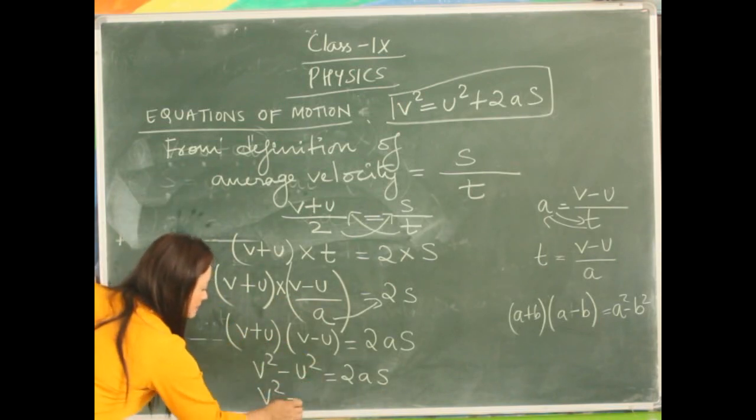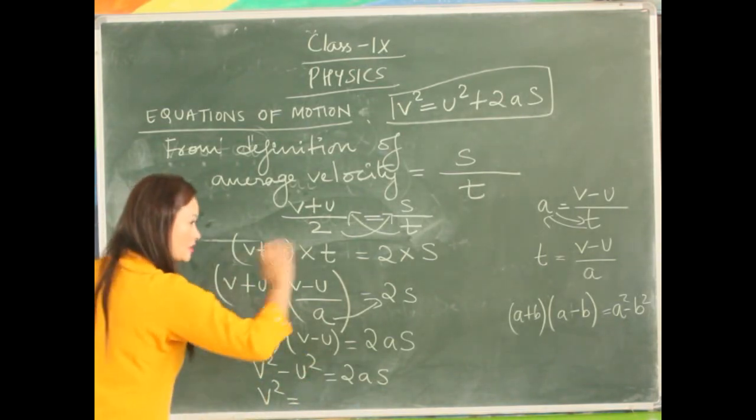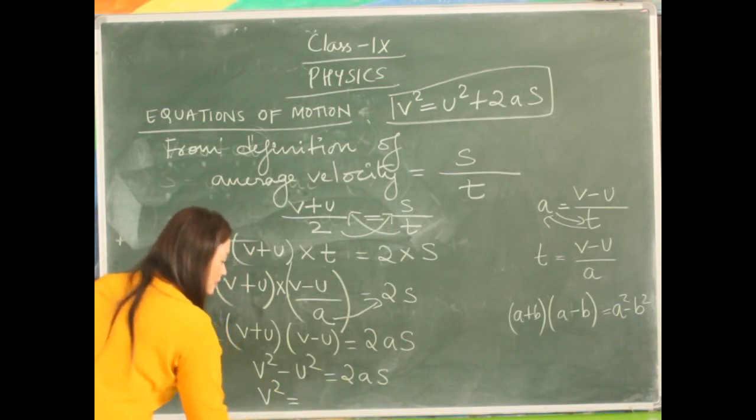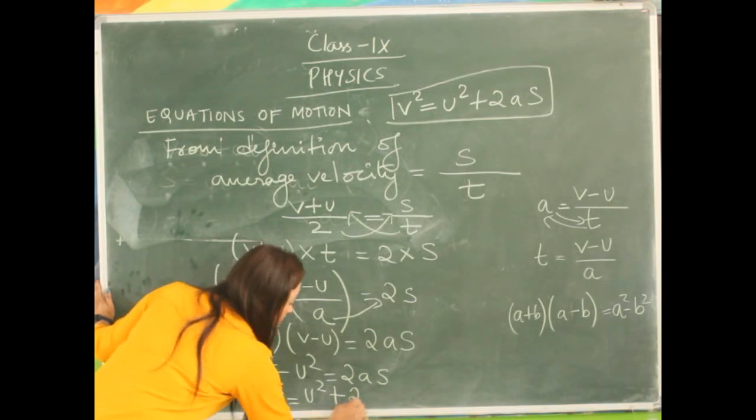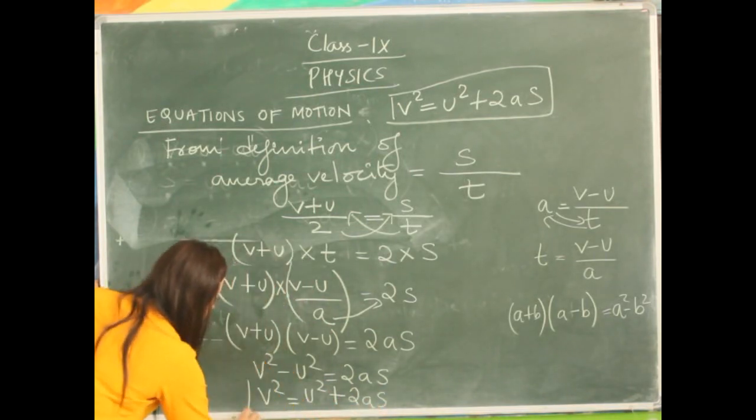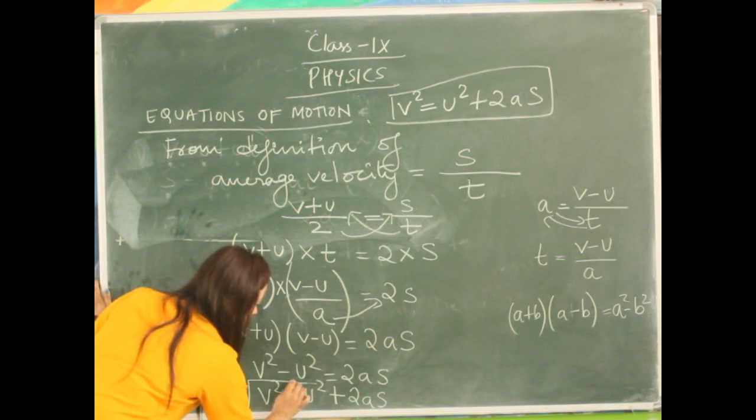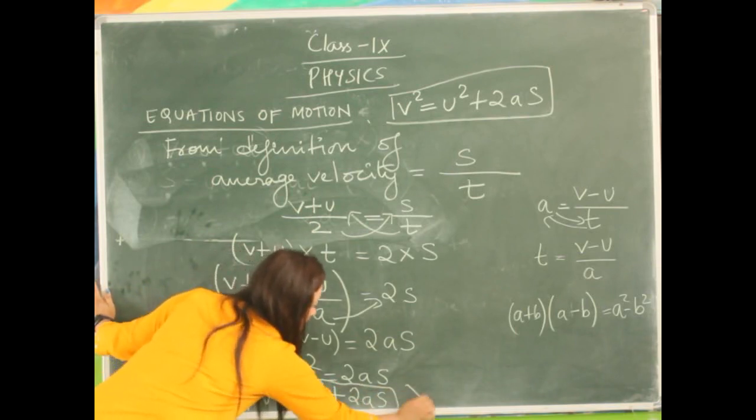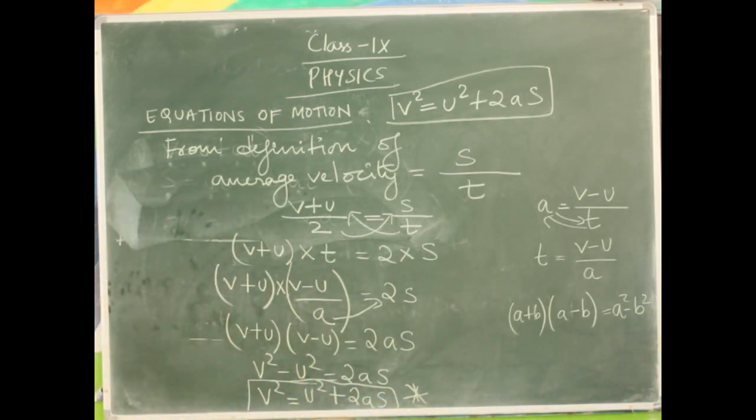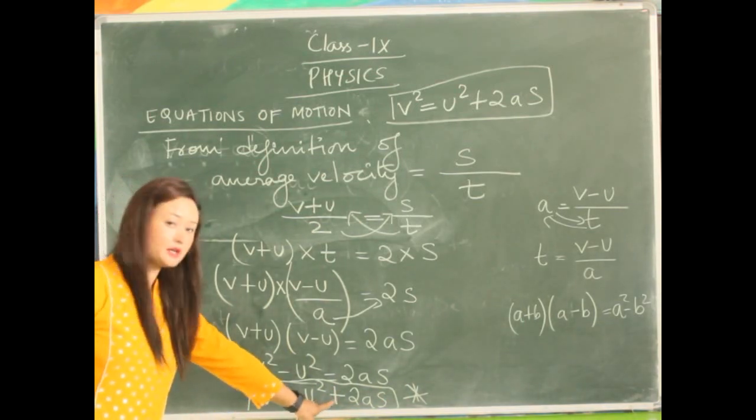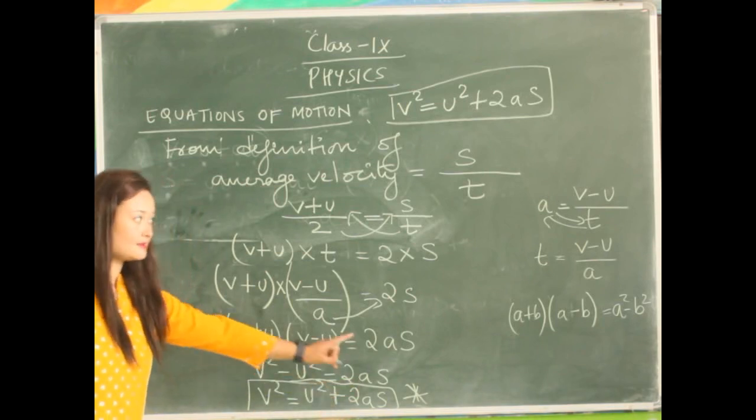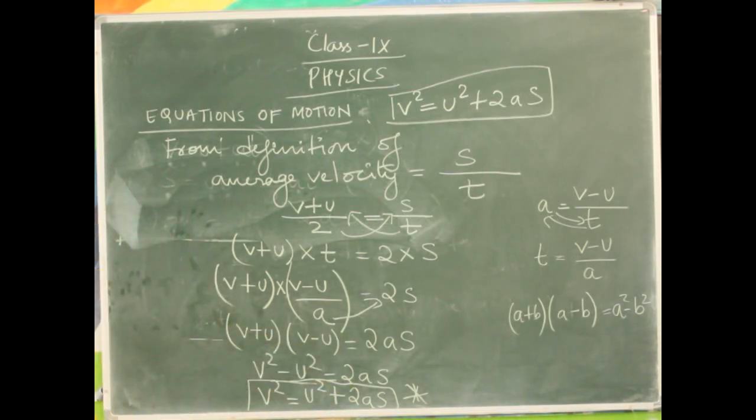Now take minus u square to the other side. That is your right hand side. So minus u square when it goes to the other side becomes plus. So u square plus 2as. And what is this? This is your third equation of motion. Okay, so what is it? v square is equal to u square plus 2as. Okay, so this is quite easier and simpler than the second equation of motion.